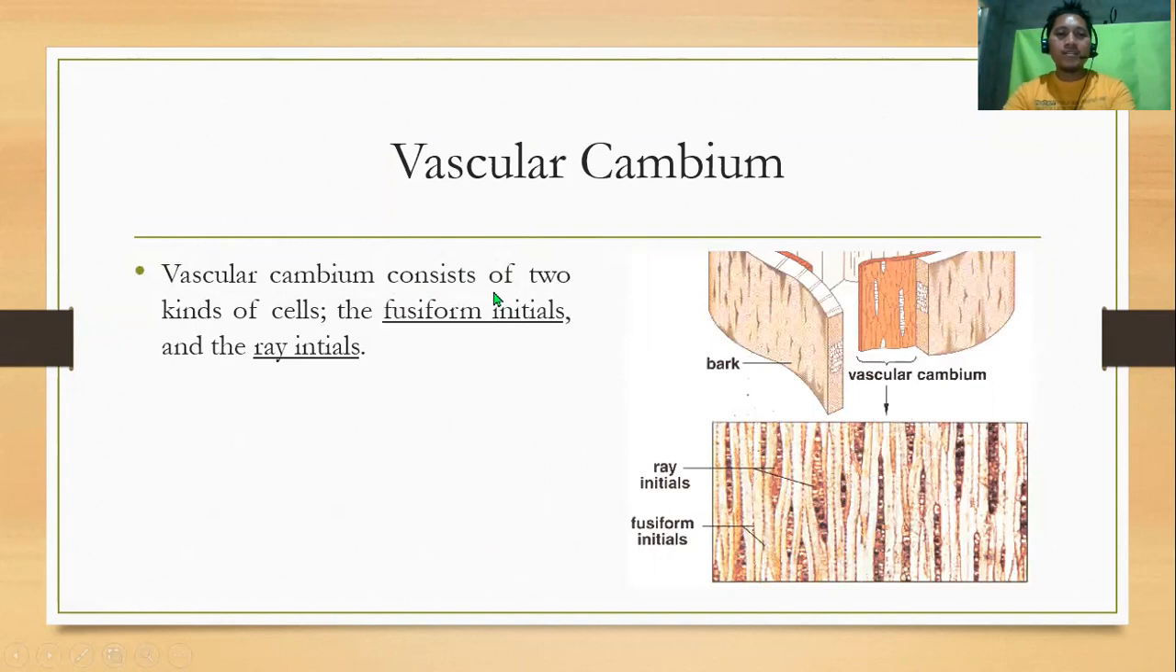Vascular cambium consists of two kinds of cells, the fusiform initials and the ray initials. These are called cambial cells or cambial initials. As you can see in the illustration, this is the bark of your tree, and beneath the bark is the vascular cambium. Here in the vascular cambium you can see the ray initials and the fusiform initials.